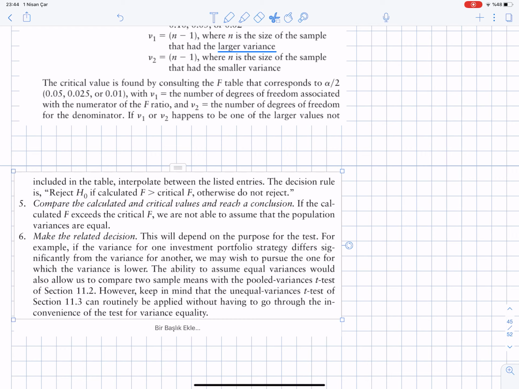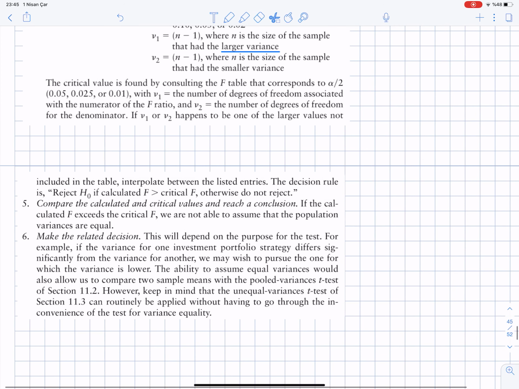This will depend on the purpose of the test. For example, if the variance for one investment portfolio strategy differs significantly from the variance for another, we may wish to pursue the one for which the variance is lower. The ability to assume equal variances would also allow us to compare two sample means with the pooled variances t-test of section 11.2 in the book. However, keep in mind that the unequal variances t-test, as we already told, can routinely be applied without having to go through the inconvenience of the test for variance equality.